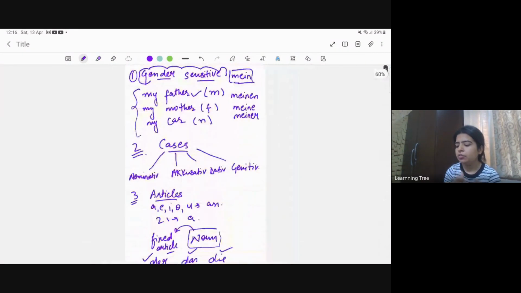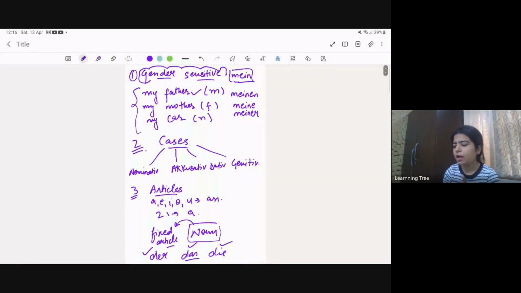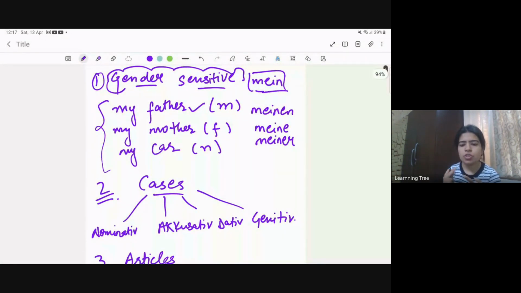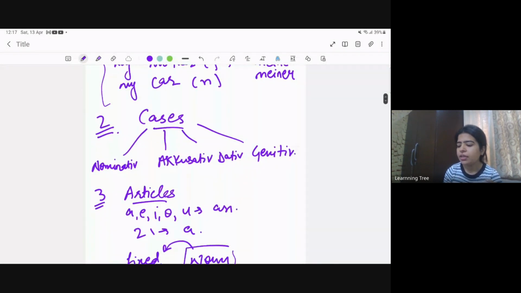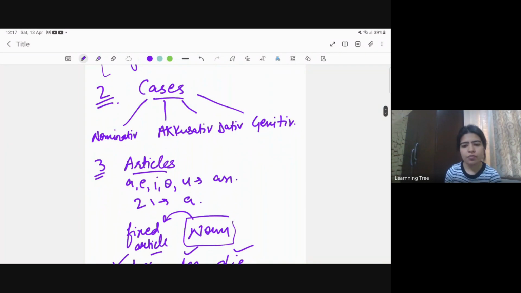So I'll just quickly give you a recall of whatever we have learned till now. First is German is gender sensitive. That means possessive pronouns will change with change in gender. तो हमारा जो possessive pronouns होते हैं वो gender के साथ साथ change होते हैं, unlike in English. Second, we have cases. So in English, we do not have any cases, but in German, we have 4 cases: nominative, accusative, dative, genitive. Although genitive is part of A2, the first 3 we'll be learning in A1.